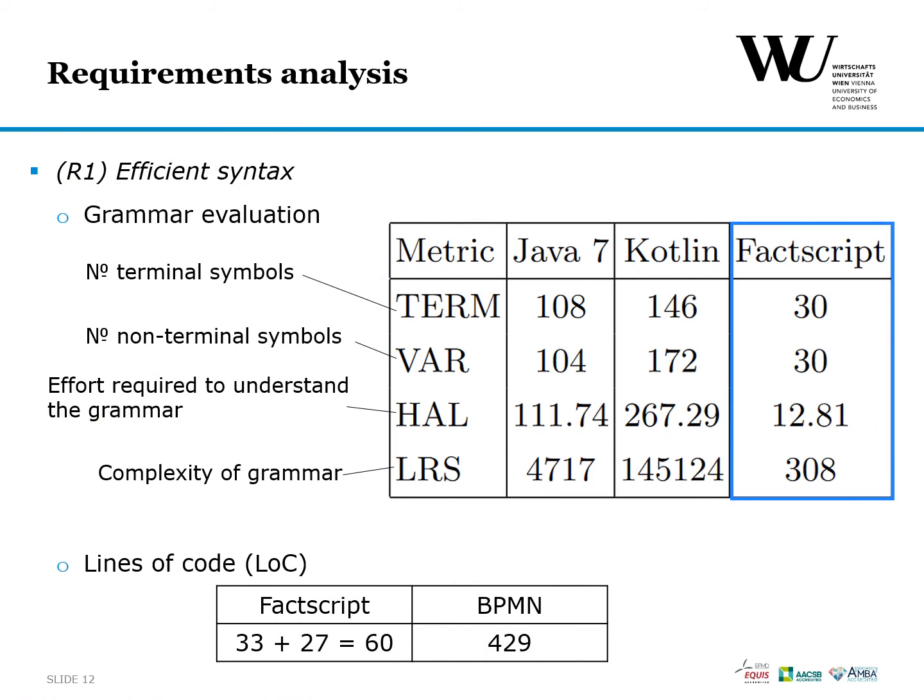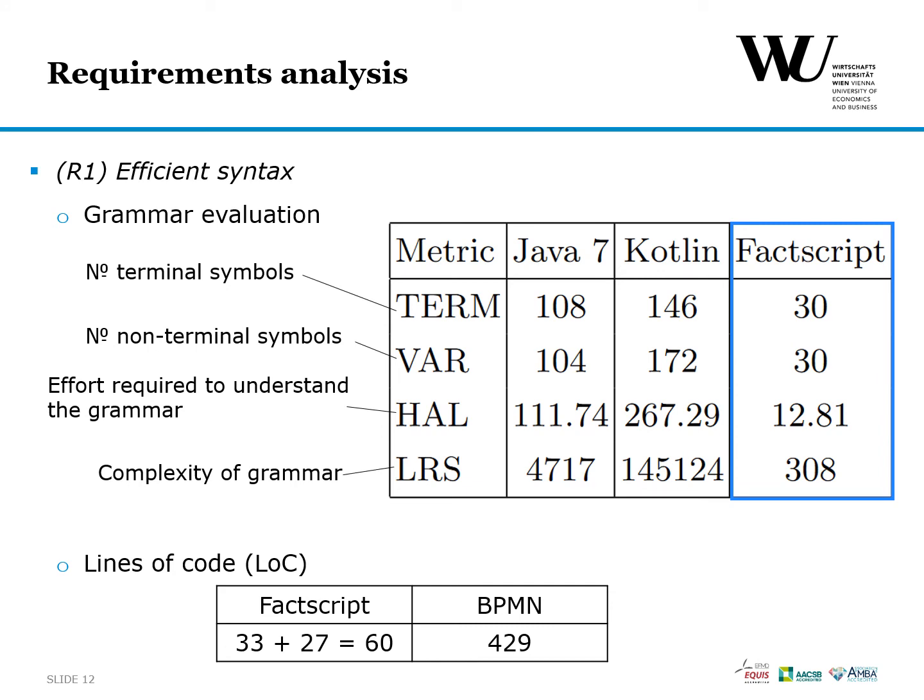Based on this case study, we have evaluated FactScript against the requirements we have defined in the beginning, starting with the efficient syntax. First, we evaluated the grammar of FactScript based on different metrics such as number of terminal and non-terminal symbols, effort required to understand the grammar, and complexity of the grammar, and compared FactScript to different programming languages such as Java and Kotlin. And as can be seen, especially from the latter two metrics, FactScript is by far less complex than the other programming languages, which also means that it will be by far easier to learn.